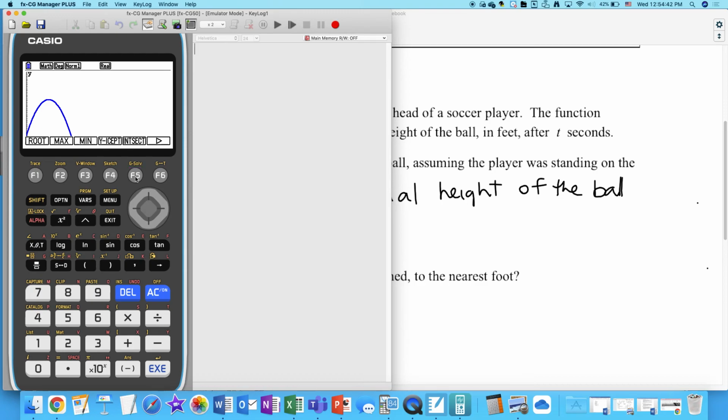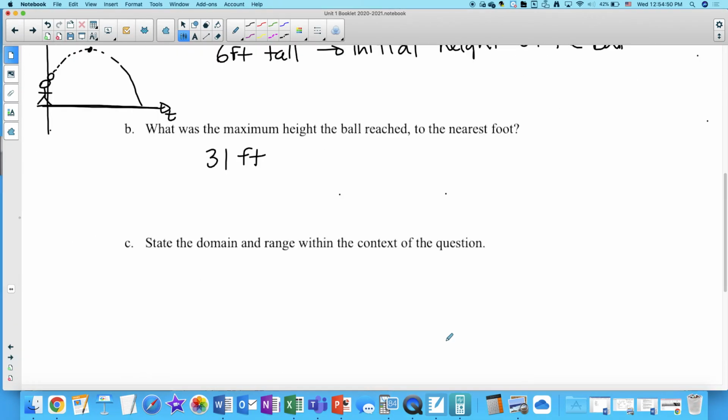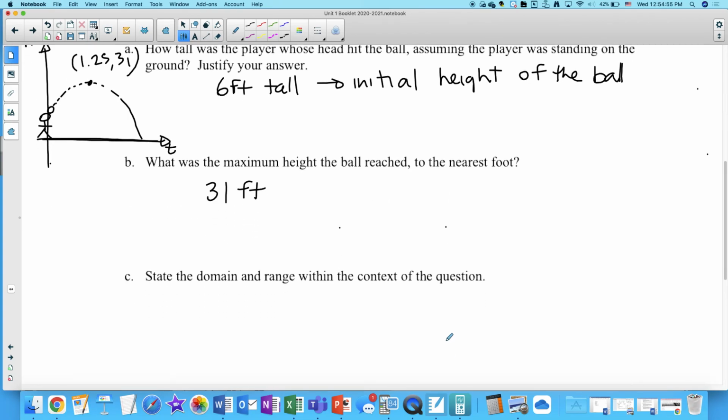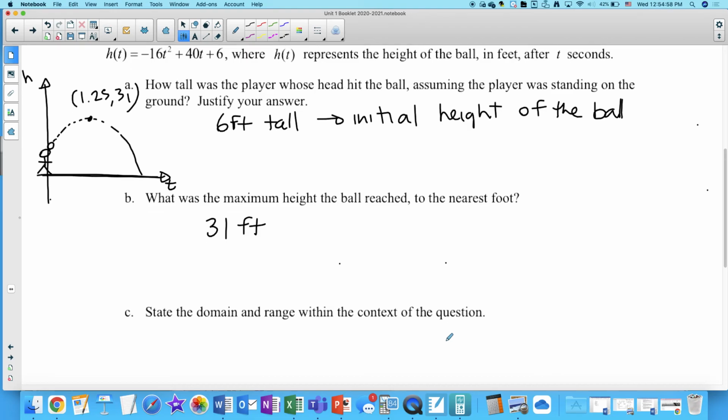Domain and range within the context of the question. Well, we can see the range because we found that max point. That max point was at 31. So we know our minimum height is 0, and our maximum height is 31. Okay, so we can fill out the range right now. So the range is 0 less than or equal to the height, h of t, which is less than or equal to 31 feet.